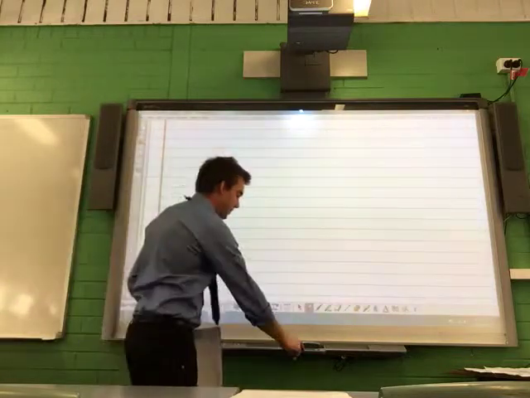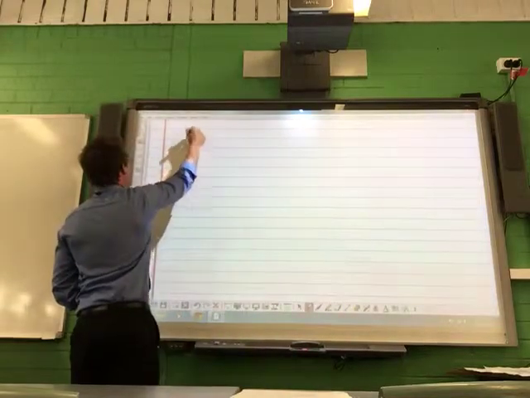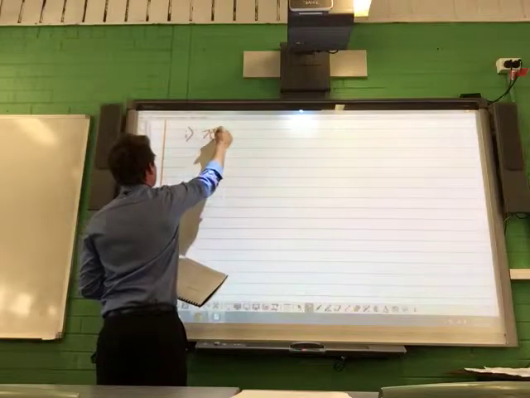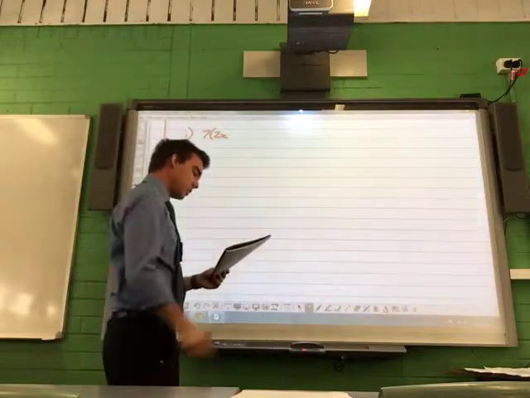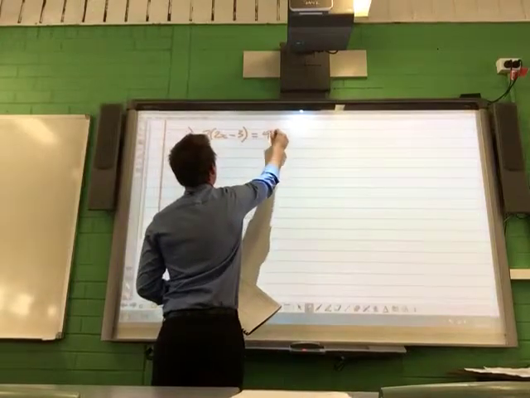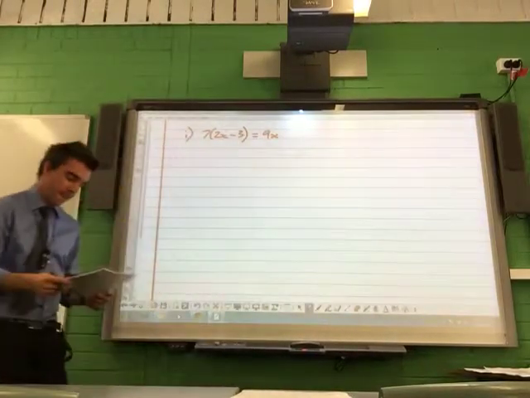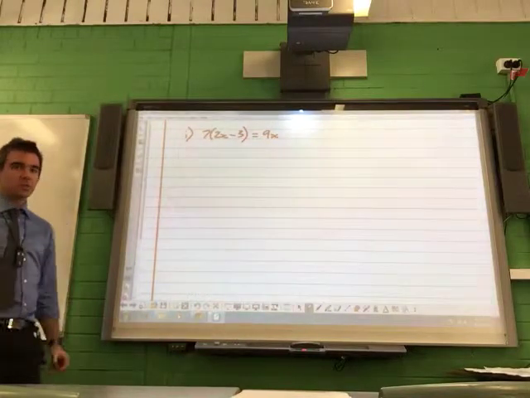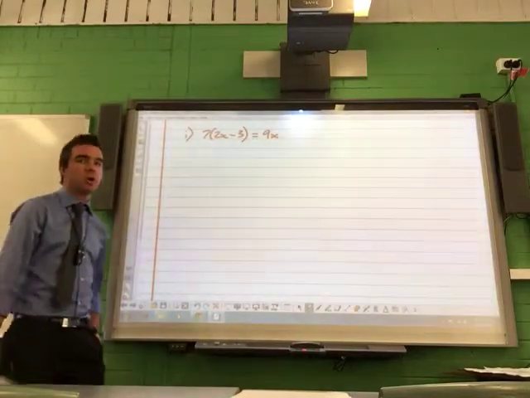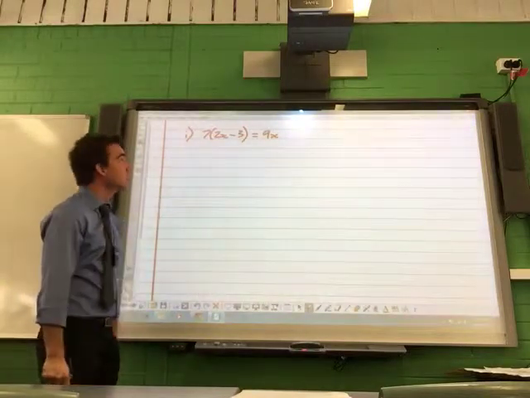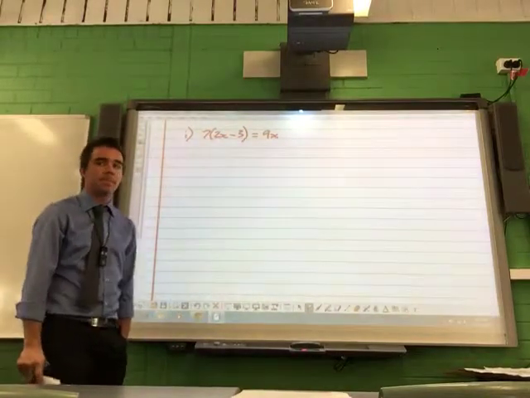Two more. 7 outside of 2x, take away 3, equals 9x. Okay, so these were called 3 or more steps, so sometimes you'll need to perform that first extra step so that you can do 3 steps. Okay, in this case you need some expanding.